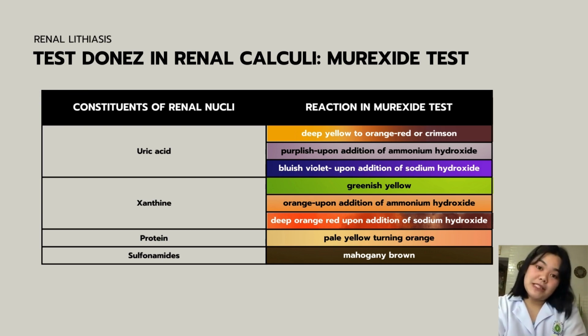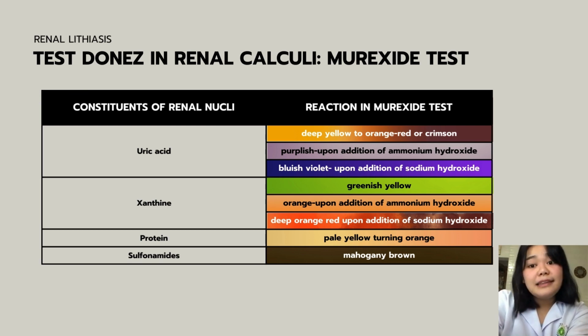Now, for this specific test, we have the constituent of renal calculi like uric acid. And the reaction in the uric acid test for uric acid gives a deep yellow to orange, red, or crimson purplish upon the addition of ammonium hydroxide, and blue-violet upon the addition of sodium hydroxide. We also have the xanthine, which has the greenish yellow, orange upon the addition of ammonium hydroxide, and a deep orange-red upon addition of sodium hydroxide. And lastly, we also have protein, which gives a pale yellow turning orange, and sulfonamides, which gives off a mahogany brown color. That would be the end of our report.